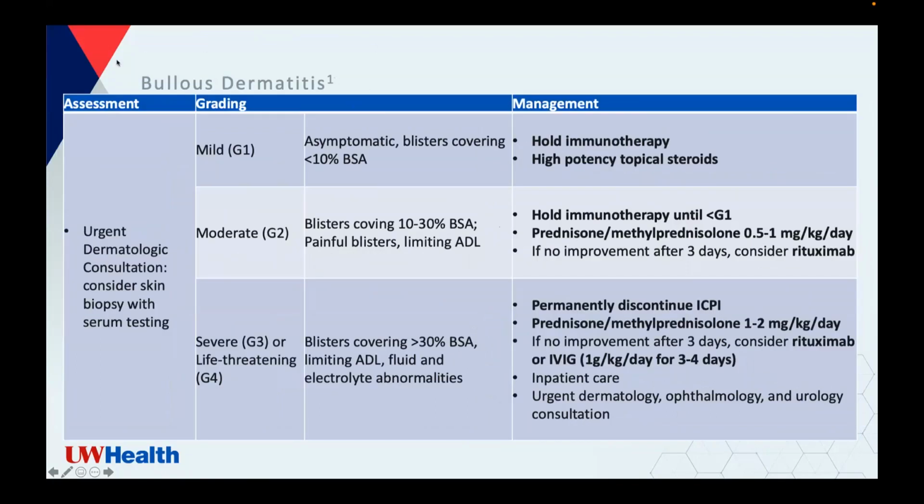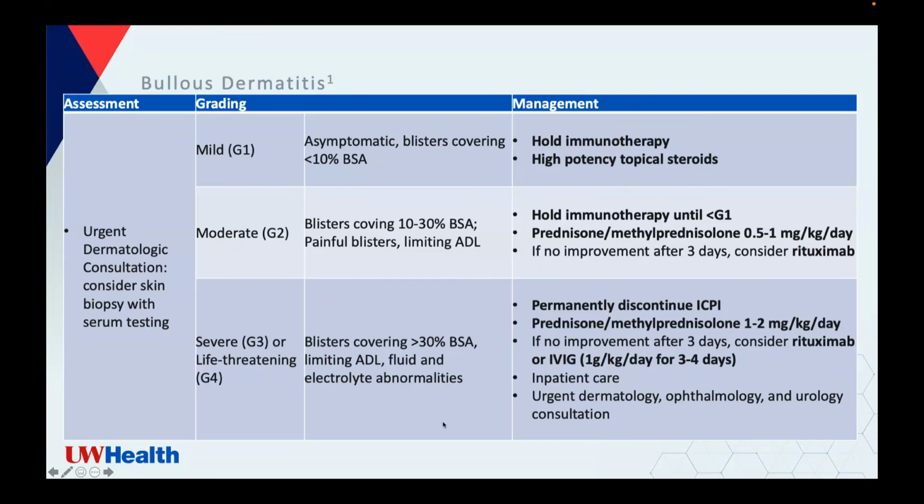So now for the more rare types of rashes that patients may experience. For bullous dermatitis, which was that more blistery rash that we saw earlier, we're outright holding immunotherapy due to the severity of the rash. Patients less than 10% covering the surface area, holding, and then we're immediately going to high potency topical steroids. As it covers more of the patient's body, continuing to hold, and then adding an oral methylprednisolone 0.5 to 1 mg per kg per day. And then if no improvement on that, we're adding in rituximab.